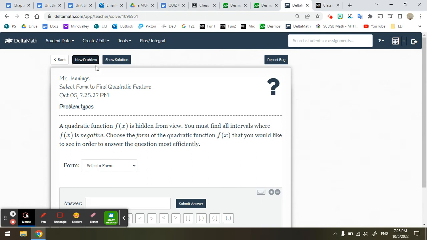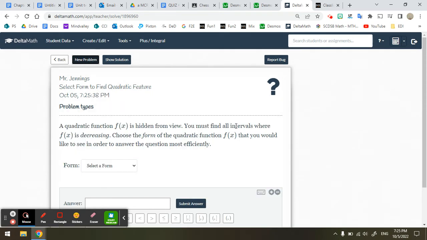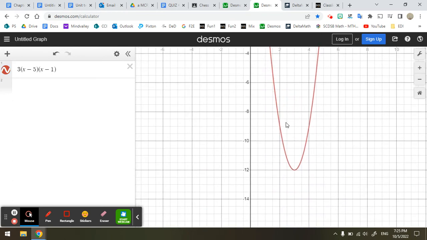You must find where f of x is negative. There I'd use factored form. You must find all intervals where f of x is decreasing. All right, well, let's look at a parabola again. Notice as x gets bigger, y is getting smaller all the way through there until something strange happens around the vertex. X is getting bigger and suddenly y is getting bigger again.